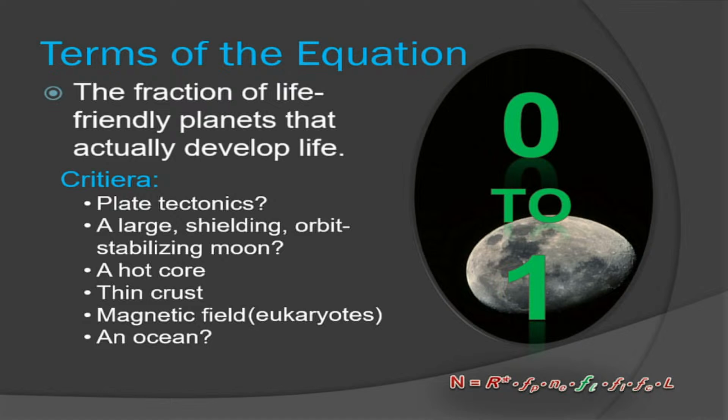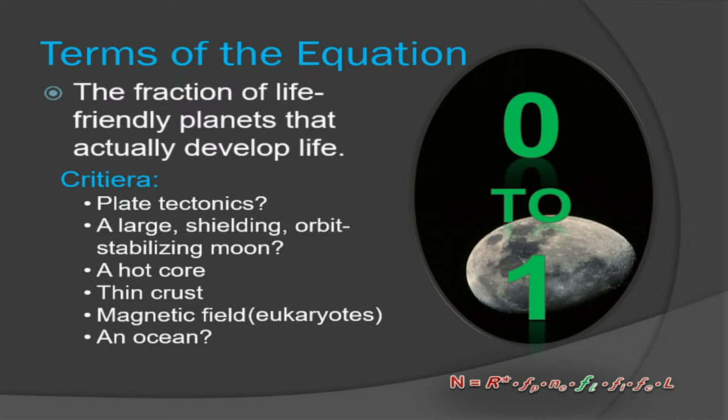So the term of the equation, the fraction of life-friendly planets that actually develop life, to be honest with ourselves and consistent with the known science, it's somewhere between 0 and 100%. So I hope you're satisfied with that answer.